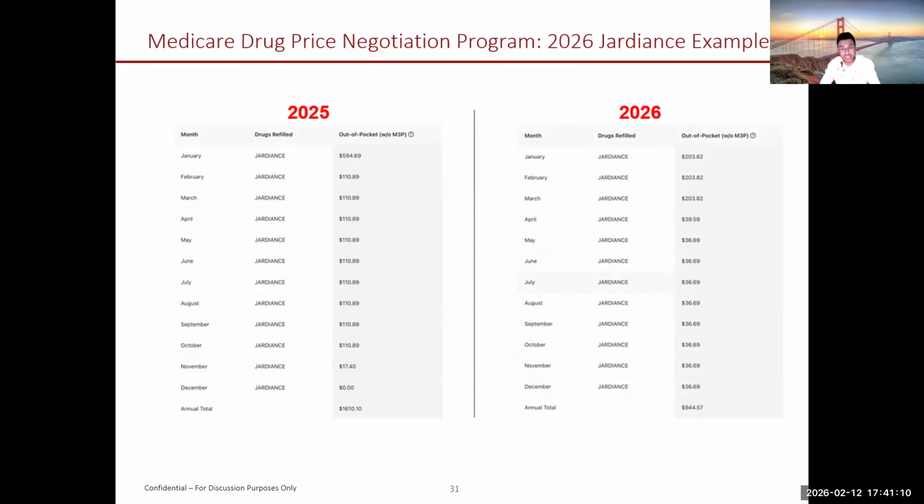In 2026, that exact same patient using the exact same plan now will have a longer deductible phase because the cash price of the drug is cheaper than the deductible, meaning it will take multiple months to clear that $615 deductible.